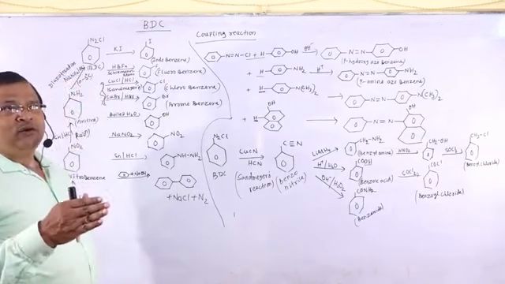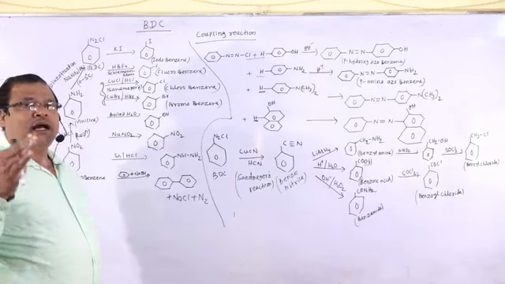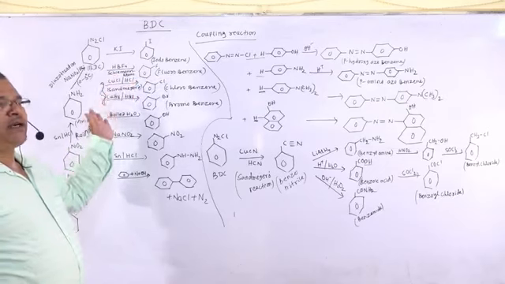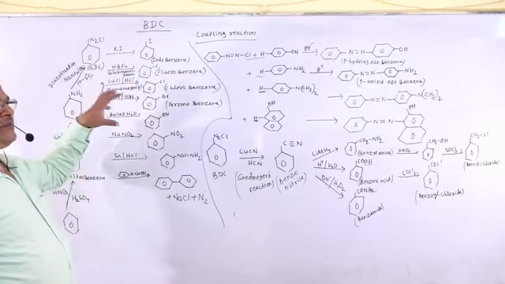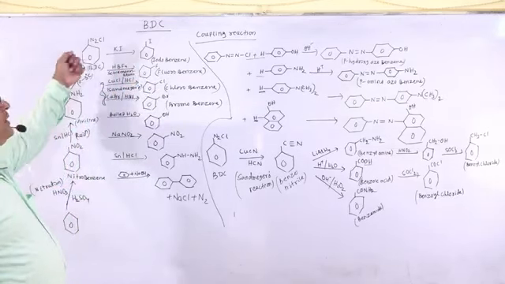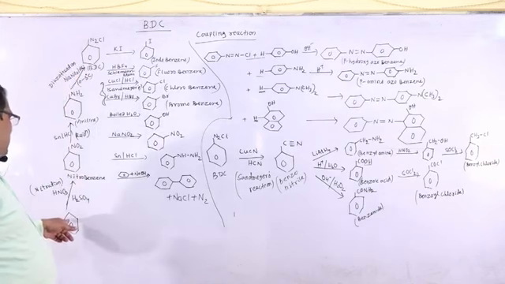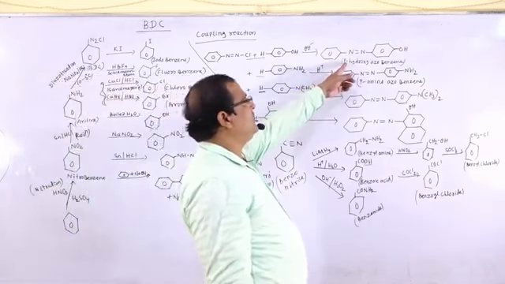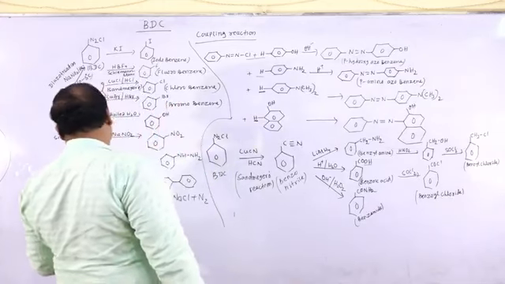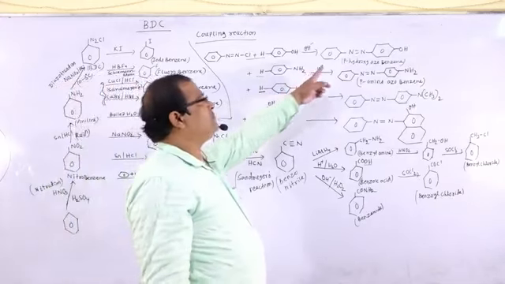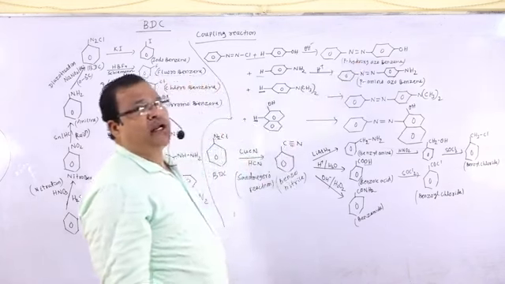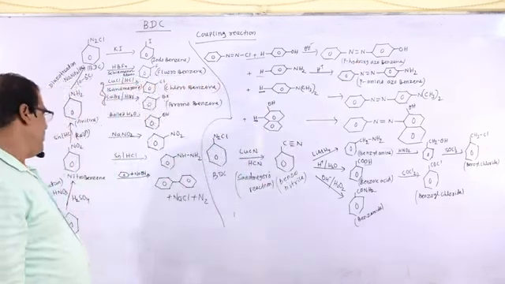One type of compound is converted into another through BDC. These are the aromatic organic conversions. Maximum questions will proceed through BDC. So if we want to convert benzene to para-hydroxyazobenzene, how is it done?